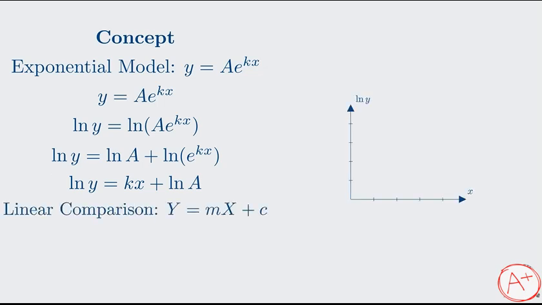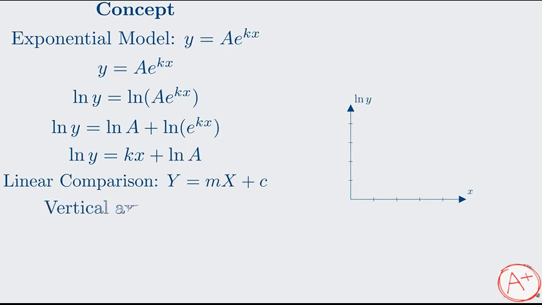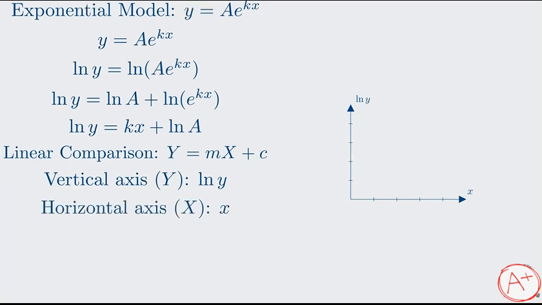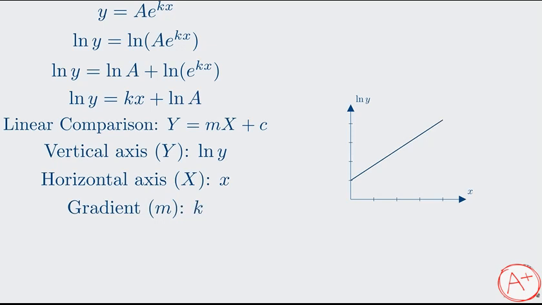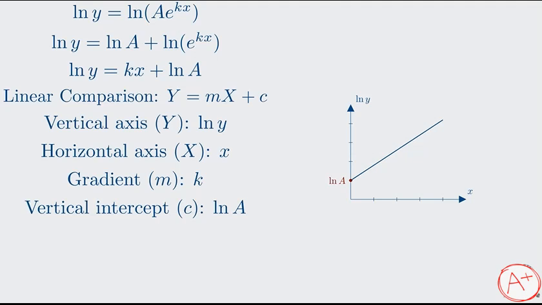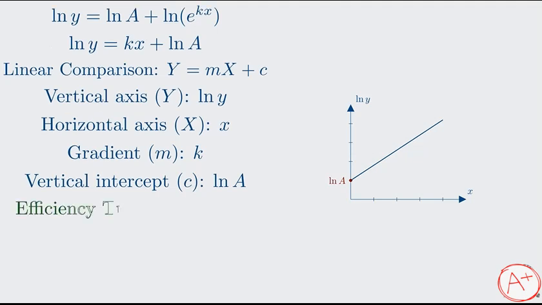Comparing this to y equals mx plus c, we can identify our variables and constants. Our vertical axis y is the natural log of y. The horizontal axis x is simply x. The gradient m corresponds to the constant k, and the vertical intercept c is the natural log of a. In this specific form, the constant k in the exponent is exactly the gradient of the straight line. This is the most efficient form to work with because no further calculation is needed for the gradient once you have linearized the equation. Let's solve this real-world style Cambridge question.